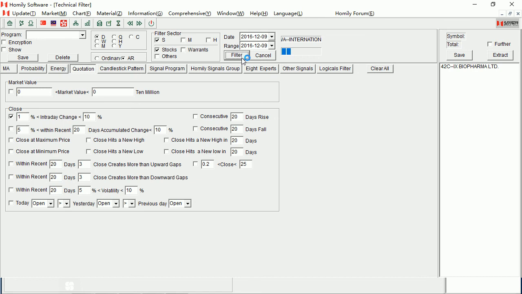But it's up to you. You can just filter these stocks, but whether to buy or not, you should wait and see. Because recently, so many stocks are already up, right? So maybe you missed a good chance.